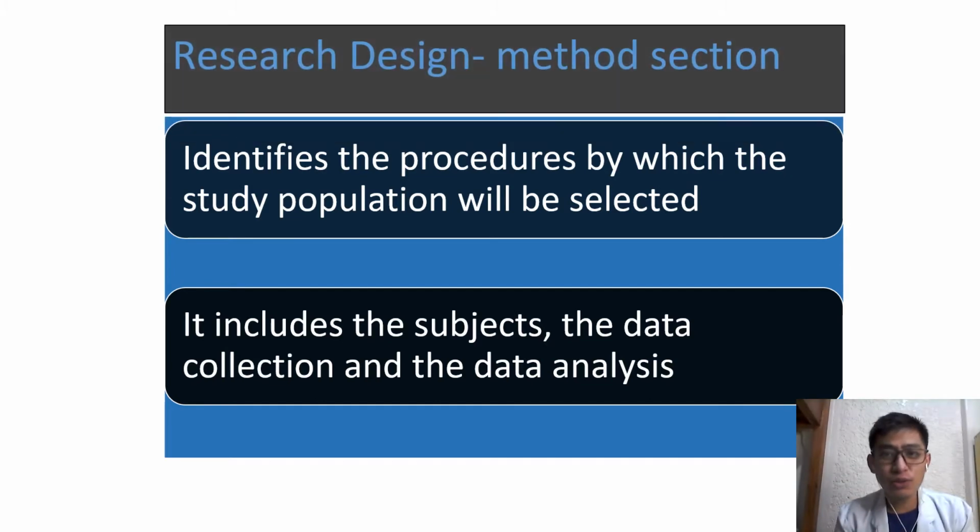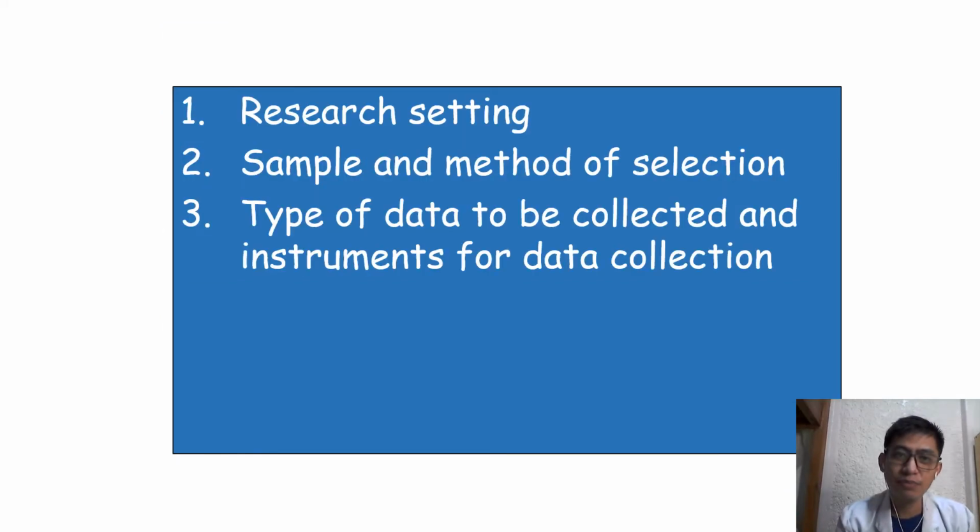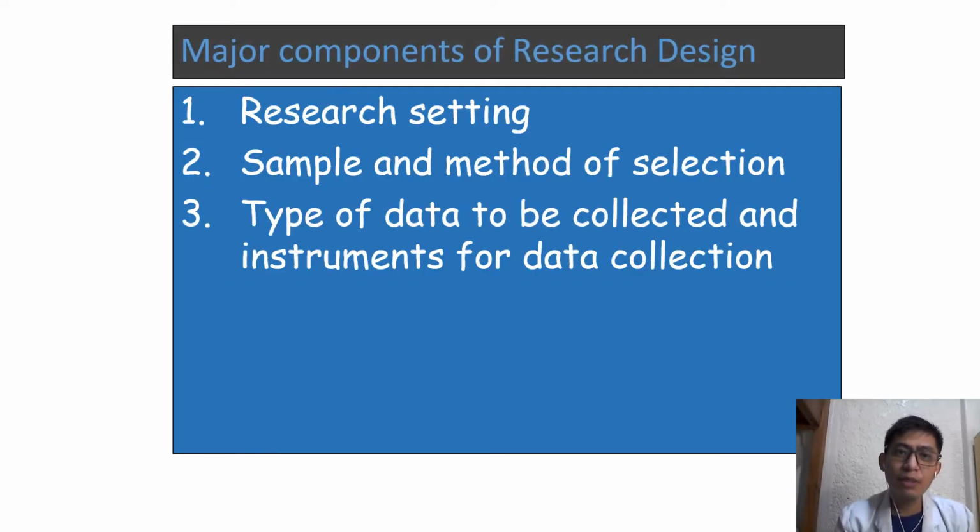It identifies the procedures by which the study population will be selected. It includes the subjects, the data collection, and data analysis. We have already discussed this. Major components of research design: we have the research setting, the sample and method selection, the type of data to be collected, and the instrument for data collection.